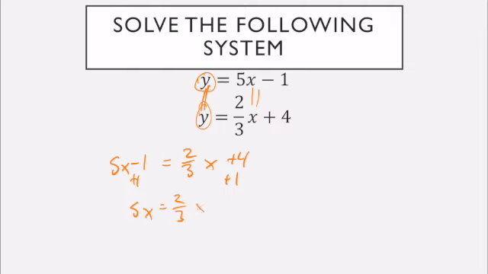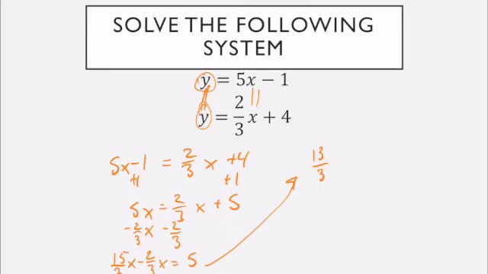So I have 5x equals 2/3 x plus 5. I'm going to subtract 2/3 x. 5 would be 15/3. So 15/3 x minus 2/3 x equals 5. That means I have 13/3 x equals 5. I'm going to go ahead and multiply by the reciprocal here because that will equal 1. By the way, any number multiplied by its reciprocal is 1. That's always going to be the case.